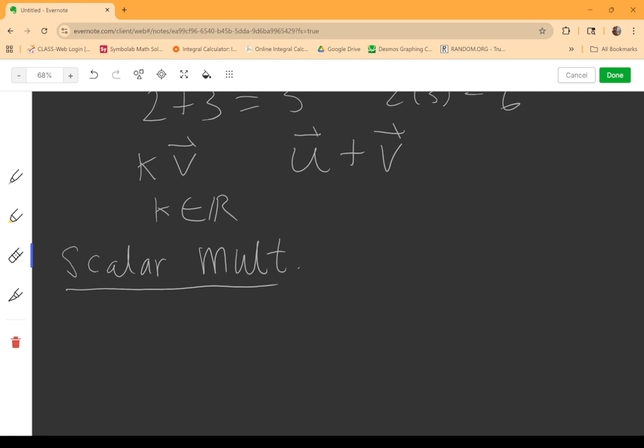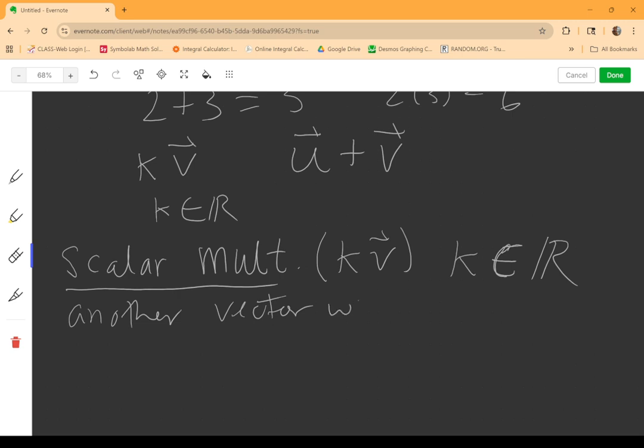All right. So here, scalar multiplication, or this quantity k times v, where again, k is an element, that's what this little e means, element of the real numbers. So scalar multiplication is simply another vector. When we take a scalar and multiply by a vector, the result is another vector, with magnitude absolute value of k times magnitude of v.